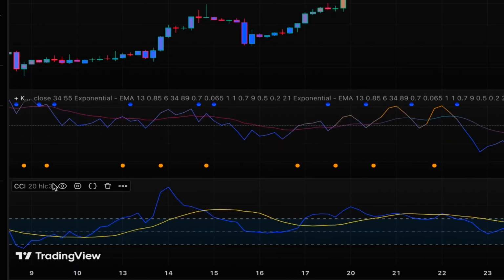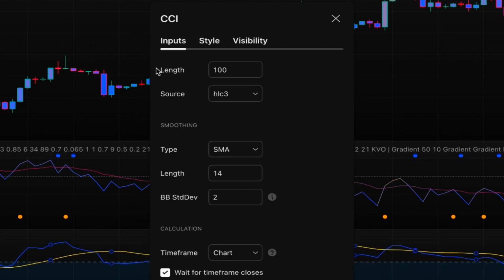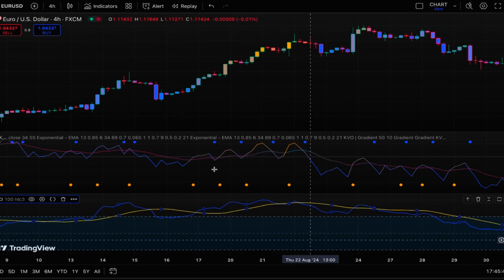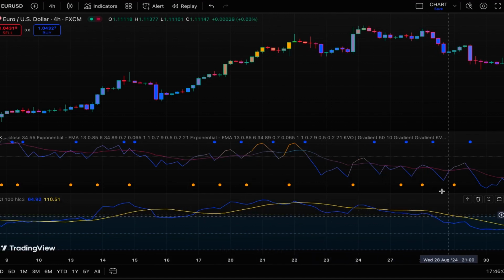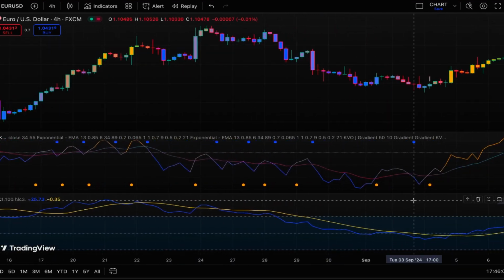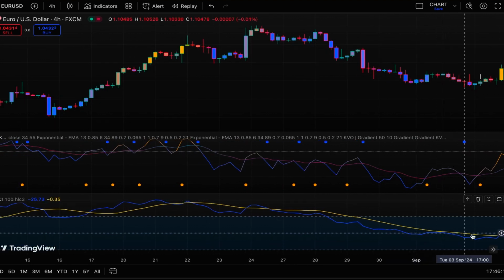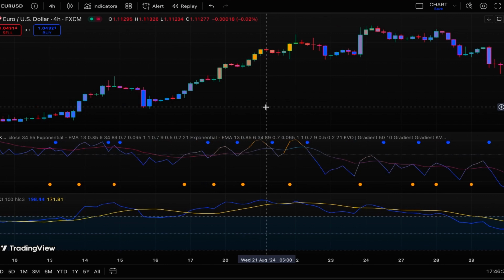So here we go to the settings of CCI, and here for the length we set it at 100. With this setting, CCI will help us with longer term trend of the market. When CCI line is above the center line, the market is trending up, and when CCI line goes below the center line, the market is trending down. In downtrends we only focus on sell signals, and in uptrends we only focus on buy signals.